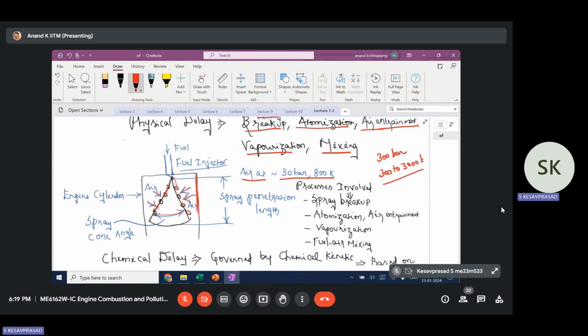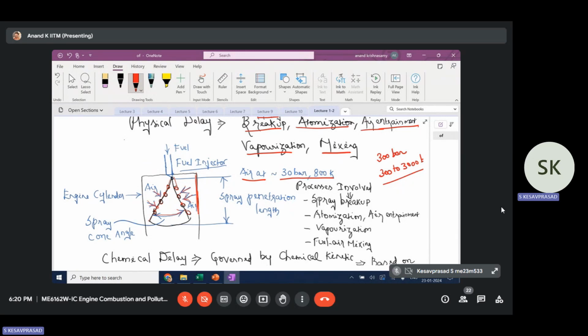So most of the engines, as I have shown in the previous class, are 4-stroke cycle because they are most versatile. 2-stroke engines are of very limited application. For our discussion, I have considered 4-stroke. So the fuel is sprayed into the engine cylinder during the compression stroke, near the end of compression stroke, a few degrees before.